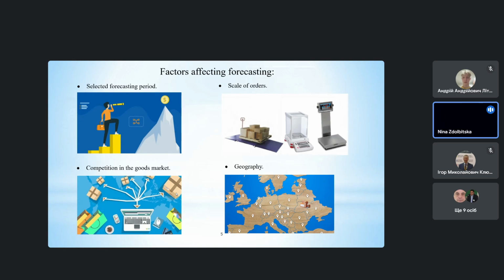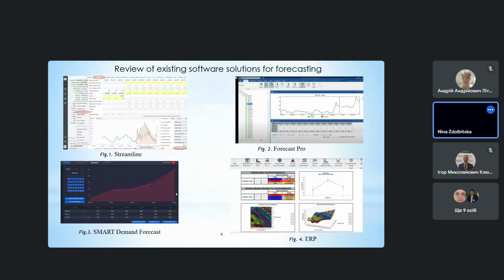Based on the predictions of market fluctuations, demand trends, and change in consumer capacity, and on other external factors, the enterprise will be able to develop contingency plans, reduce potential risk, and respond to dynamic change in advance. Review of the existing forecasting software solutions.